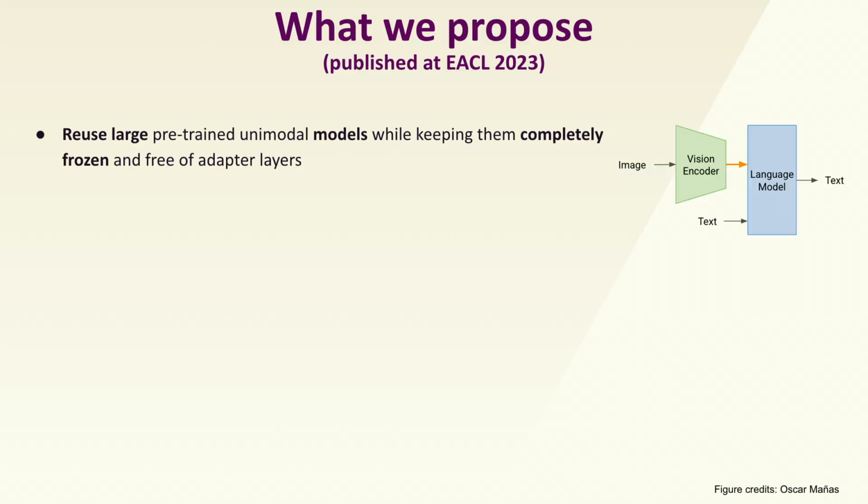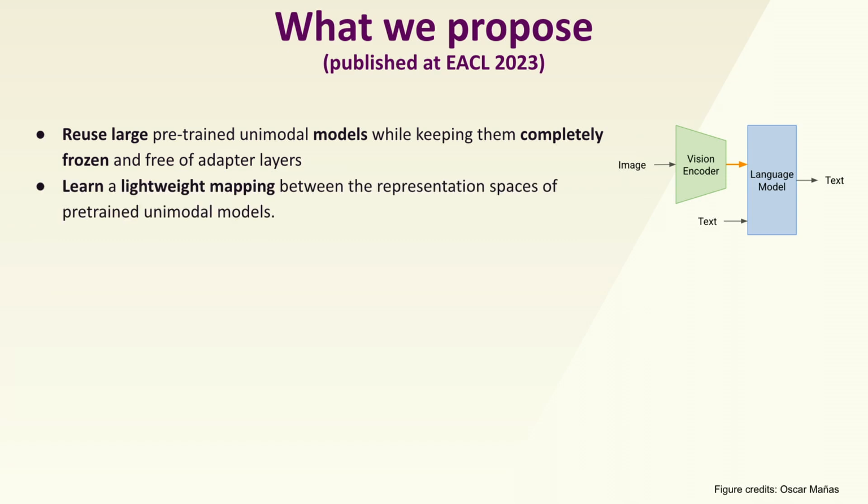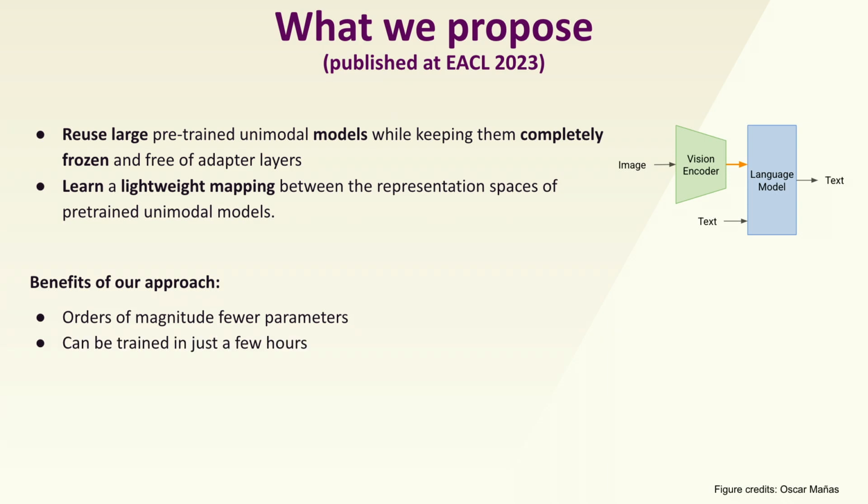So what we proposed is keeping the vision model and the language model frozen. So we are using a pre-trained vision model and a pre-trained language model. We are keeping them frozen, and we are just learning this lightweight mapping network in between from vision to language. As a result, we have orders of magnitude fewer parameters compared to the previous approaches.